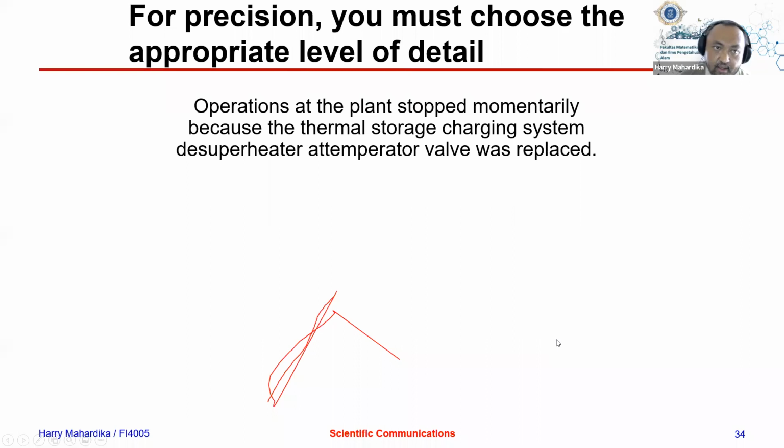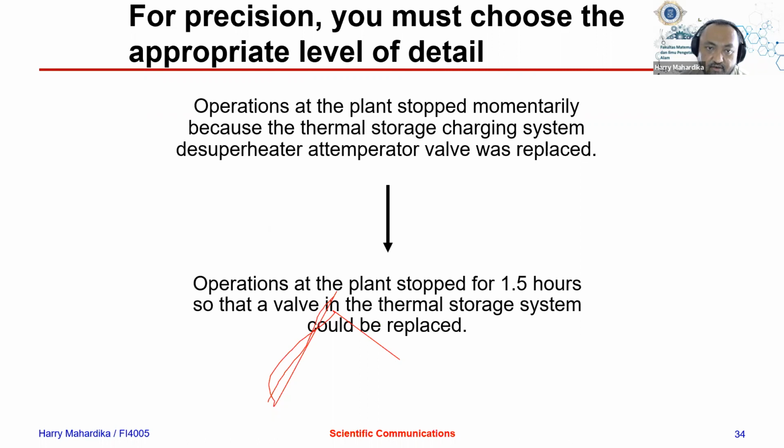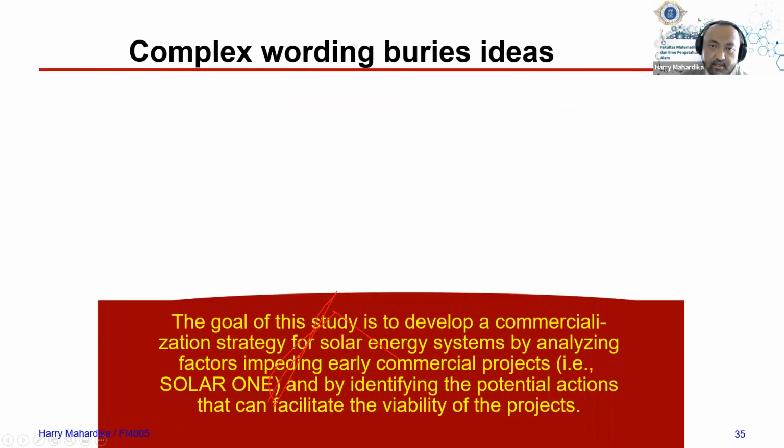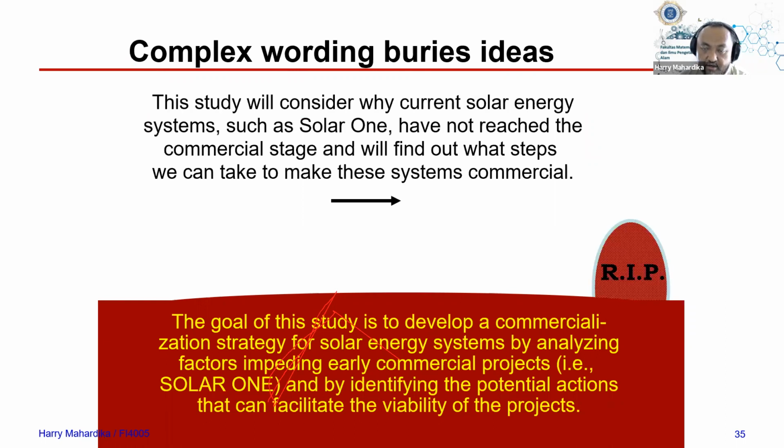For precision, you must choose the appropriate level of detail. So instead of "operation at the plant stopped momentarily," etc., you can write "operation at the plant stopped for 1/2 hours so that a valve in the thermal storage system could be replaced." Okay, complex wording buries ideas, so make sure you have that trade-off on which part you want to include information and which part you want to make concise.